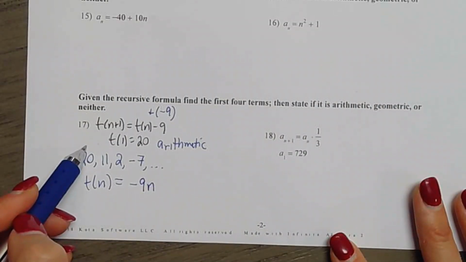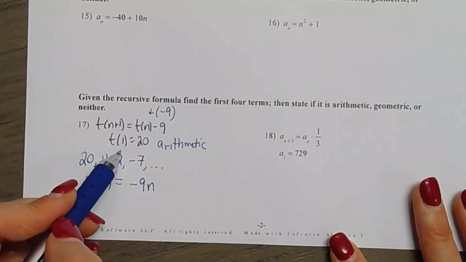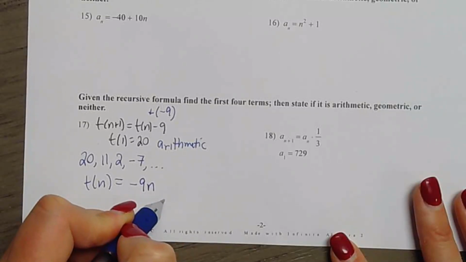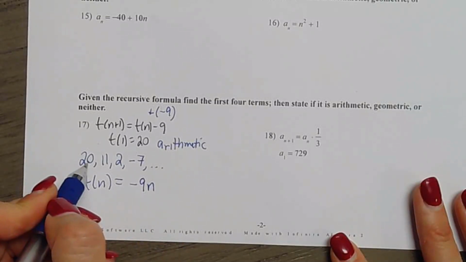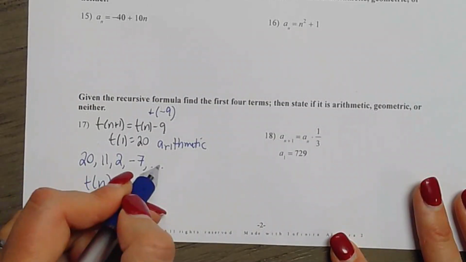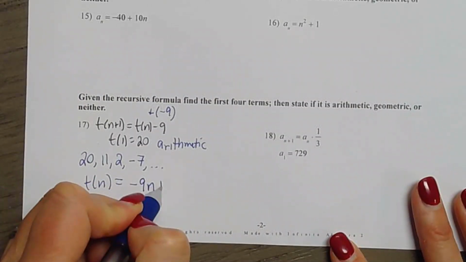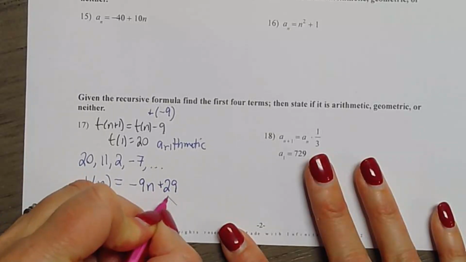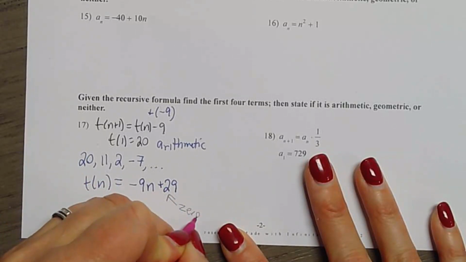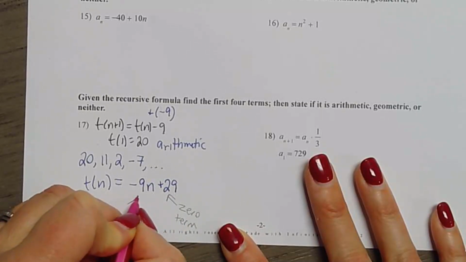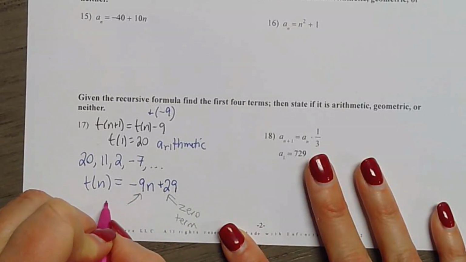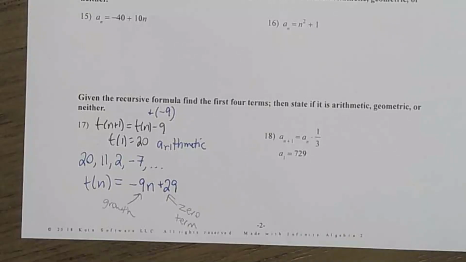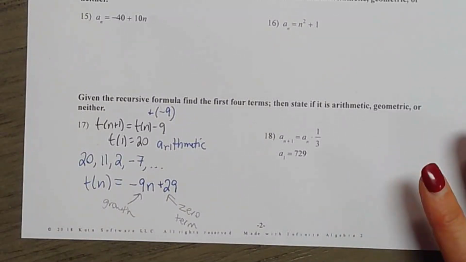number. This is term number 1, this is term number 2, this is term number 3, this is term number 4. And then I need the zero term. I don't have the zero term in the sequence, but I can go back one. If it's subtracting 9 every time, I can add 9 to get the zero term, which is 29. So this right here is the zero term, and this right here is the growth, or in sequences we call it the common difference, how it's changing.